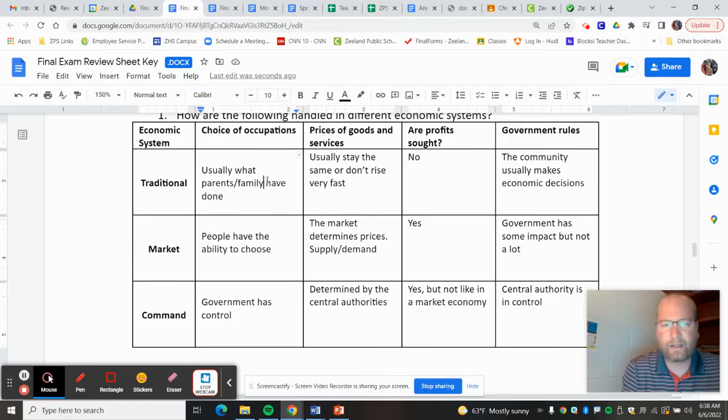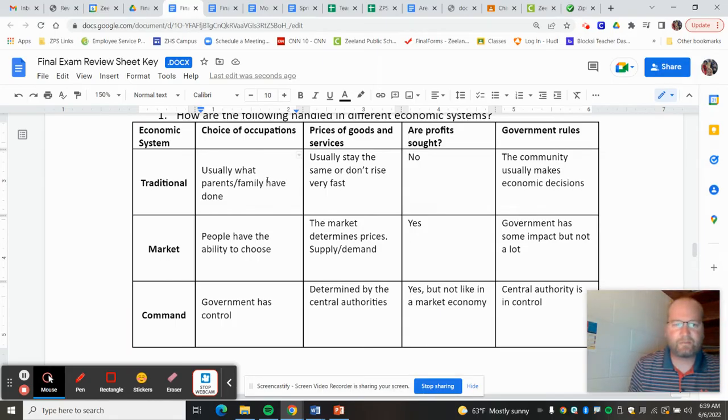Are profits sought? Like, are people in those types of societies trying to get rich and make money? No. Nope. They're just trying to, I don't know if survive is the right word, but they just want status quo. They're not worried about making money and really advancing economically. Government rules. Well, here the government, because it's more of like tribes that do this still, traditional economies or groups of people. Yeah, maybe there's some government control, but not along kind of the community. The government does make some of those decisions, but it's kind of just the community and specific groups or families that make those decisions.